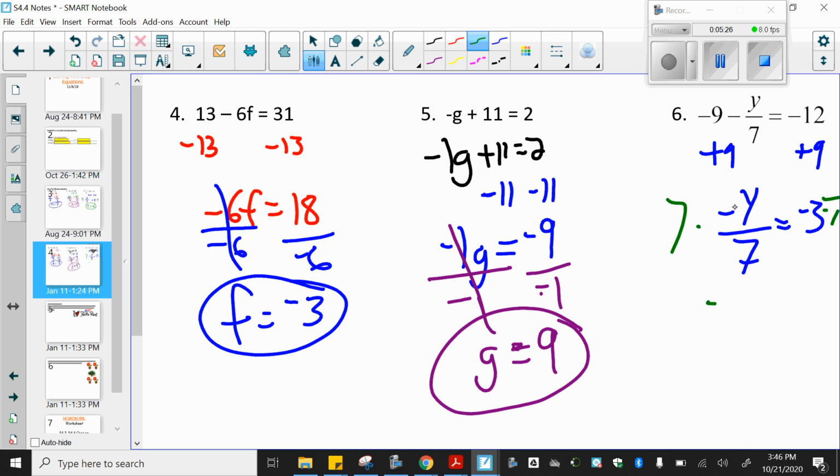That leaves me, oh, sorry, scratch that. I'm going to multiply by negative 7 on both sides. All right, so that's going to get rid of all of that, leaving y. And then negative 3 times negative 7 makes positive 21. Always take that sign with it. It saves you a whole step.